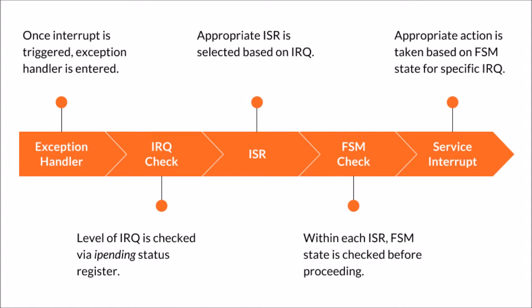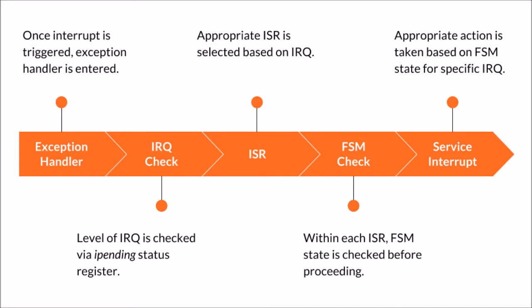And here we see the low-level flow of the exception handler routine. Once the interrupt is triggered, the exception handler is entered here. Before we do anything else, we have to check which IRQ actually generated the interrupt, and this is done on the Altera board by checking the ipending status register. Once the appropriate IRQ is determined, we have to go to the appropriate interrupt service routine.